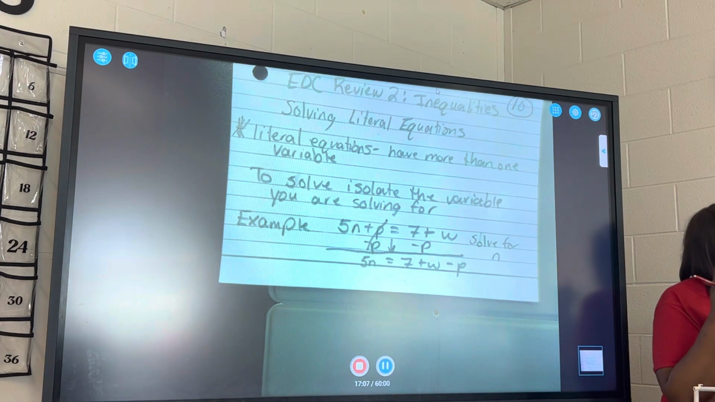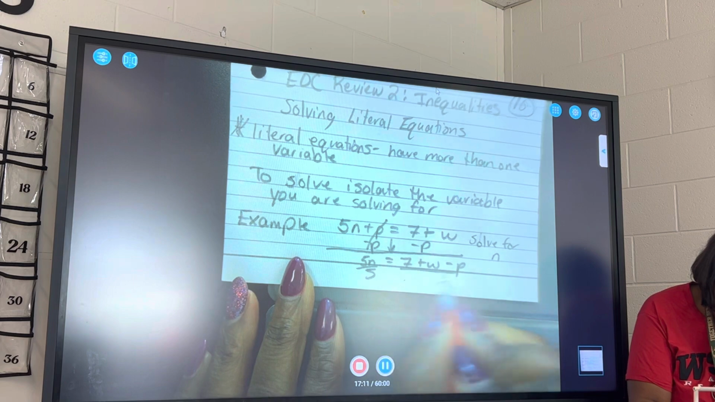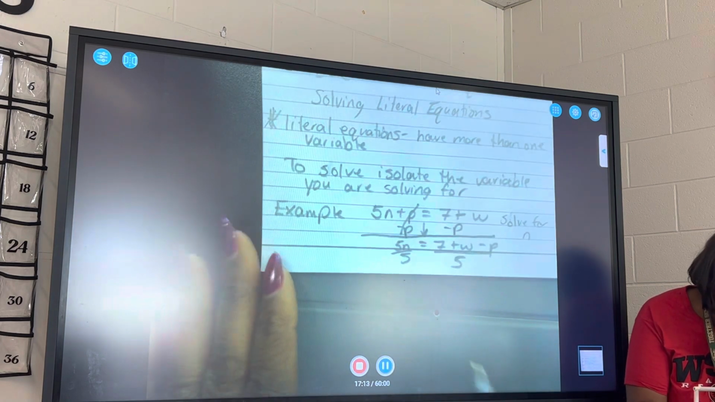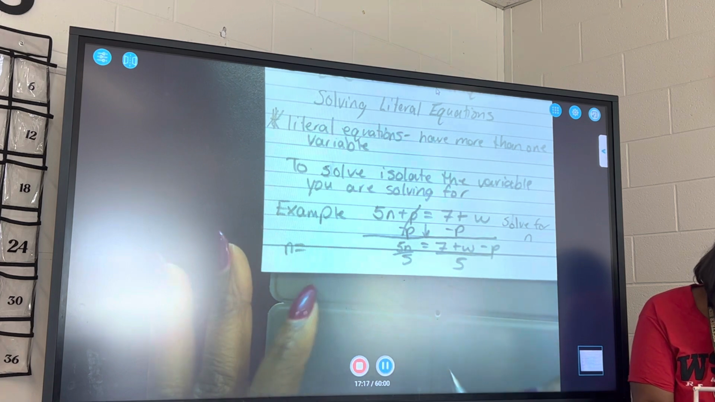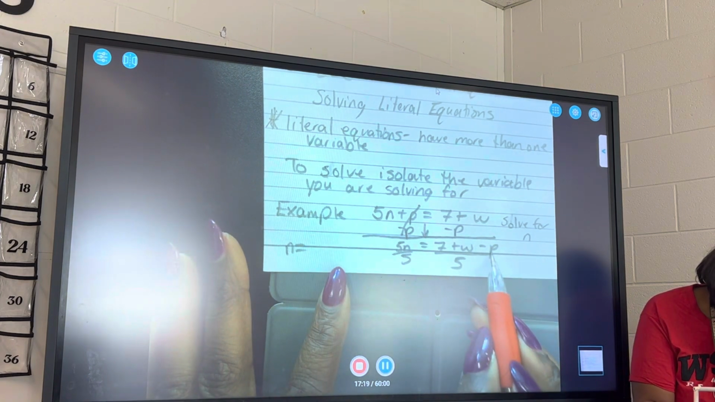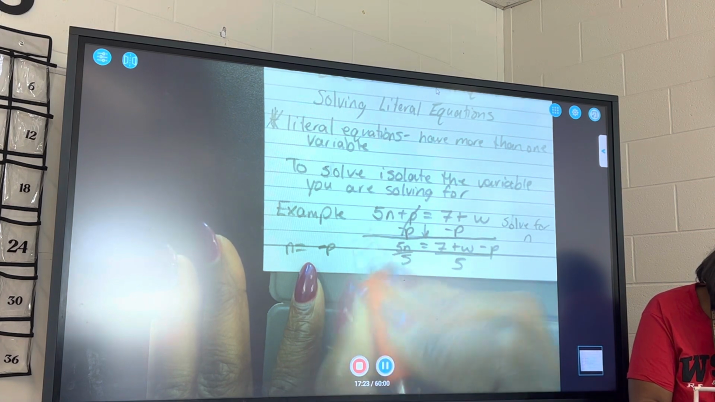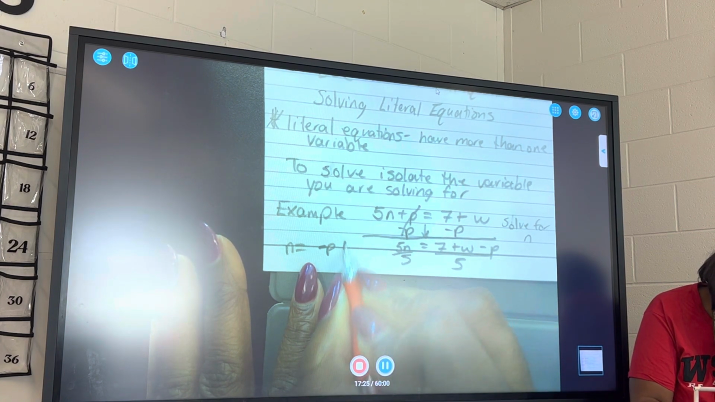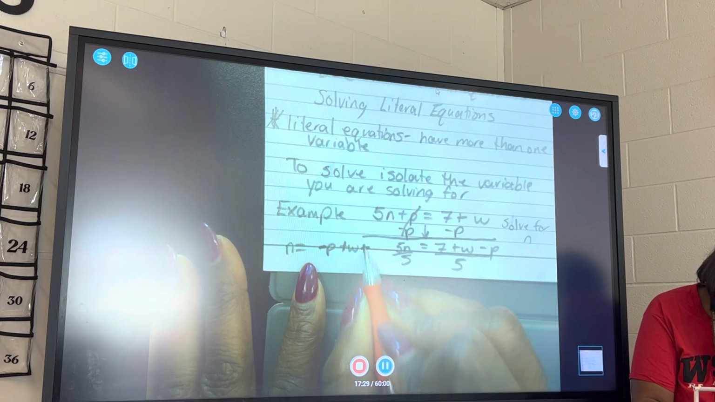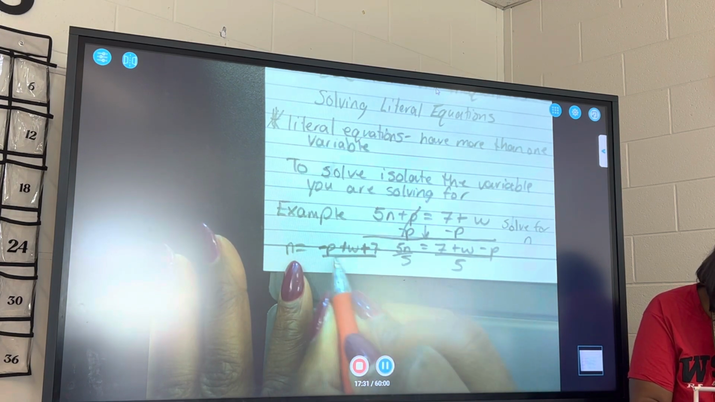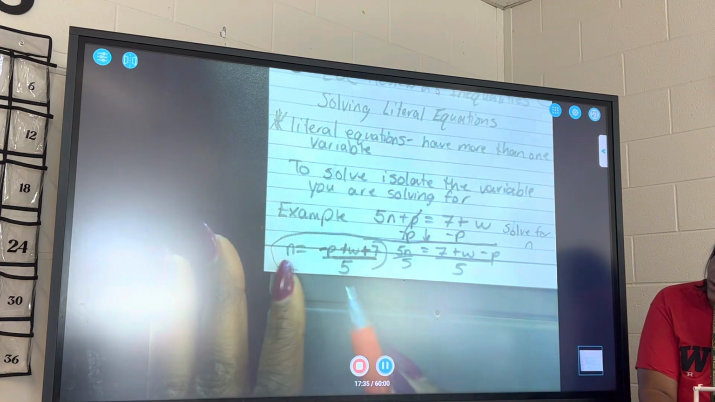Now how do you get N by itself? Divide everything by 5. And so now N is by itself and it's equal to this. It's equal to the alphabet. P comes first, so put P first. That's minus P, then W, that's plus W, and last is always the constant. The number goes last all the time. Divided by what number? 5. This is the answer.